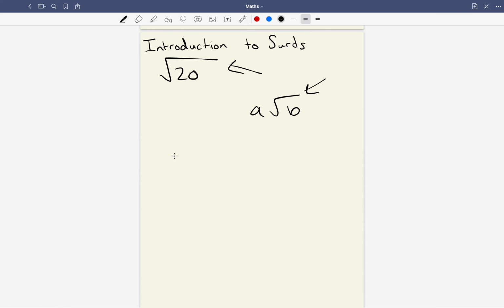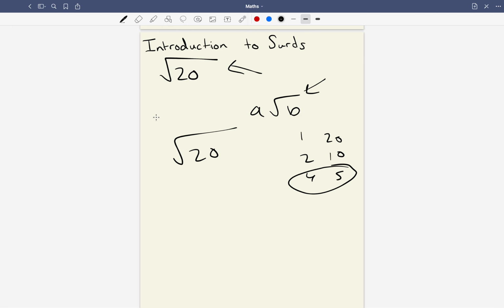So with the root 20, we want to simplify it. We want to look for two factors that we can put inside of it, where one of them is a square number that we can do the square root of. So if we look at the square root of 20, we've got some different factors. So we've got 1 and 20, we've got 2 and 10, and we've got 4 and 5. So I see one there that has a square number in it, this 4 and 5.